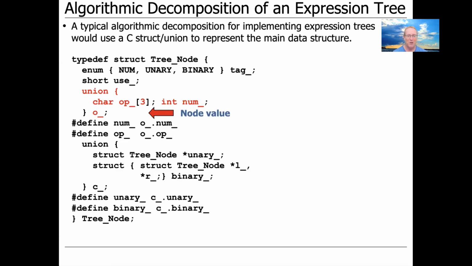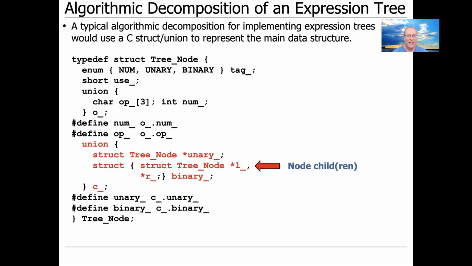They all start at the same location. So you can have different views of the contents in a union. One of the pieces in the union could be a number, which would correspond to the num type tag. And the other element in the union would be a character array, which would contain various numerical operators like plus, minus, times, divides, and so on, depending on whether we have a unary or a binary node.